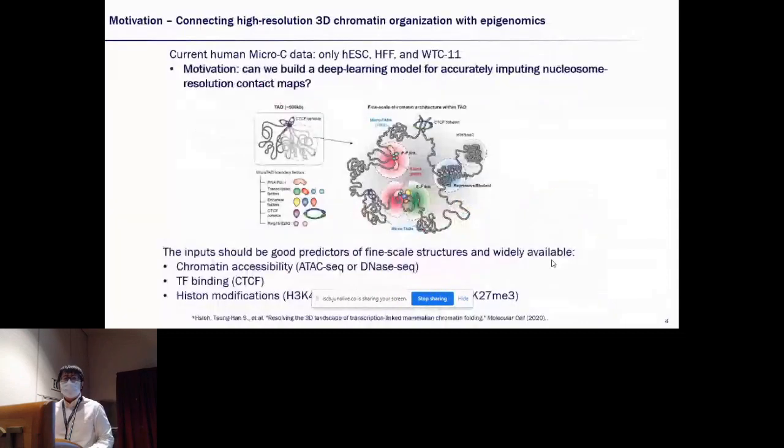However, current Micro-C contact maps are only available in 3 cell lines: H1 embryonic stem cell, HFF, and WTC11. And this is where our motivation comes from. Can we use deep learning models to impute nucleosome resolution contact maps for different tissues and cell lines? Of course, the input should be at least nucleosome resolution, related to 3D chromatin organization and transcription regulation, and also widely available. Therefore, we chose chromatin accessibility, TF binding, and histone modifications.